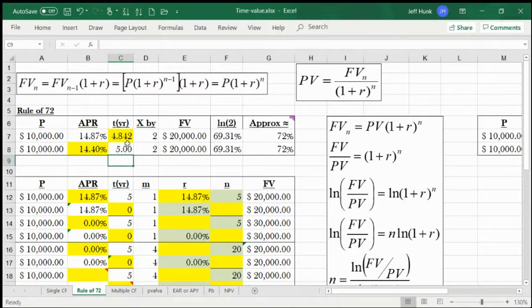So roughly, you want to double your money in 5 years, then what should be the interest rate? It gives you a rough approximation only, right? It gives you a rough approximation.